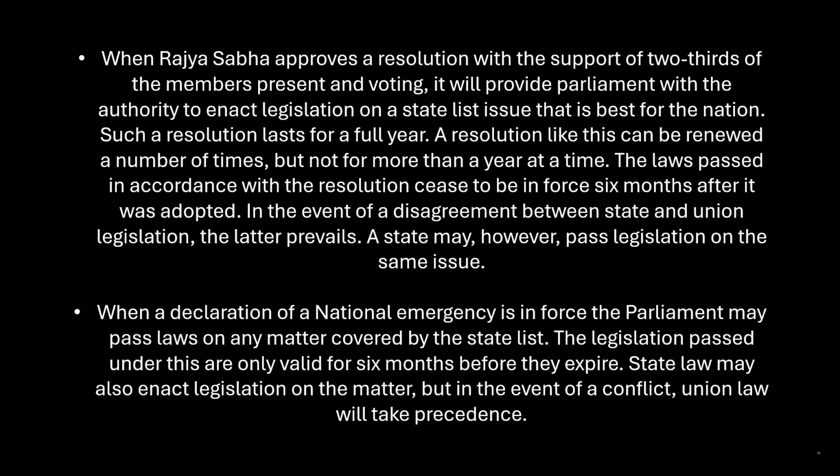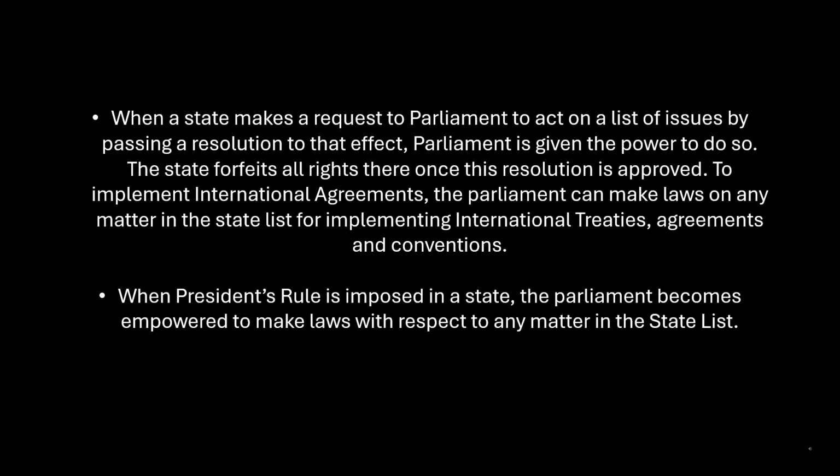In the event of a disagreement between state and union legislation, the latter prevails. A state may, however, pass legislation on the same issue. When a declaration of a national emergency is in force, the Parliament may pass laws on any matter covered by the state list. The legislation passed under this is only valid for 6 months before it expires. State law may also enact legislation on the matter, but in the event of a conflict, union law will take precedence. When states make a request to Parliament to act on a list of issues by passing a resolution to that effect, Parliament is given the power to do so. The state forfeits all rights there once this resolution is approved.